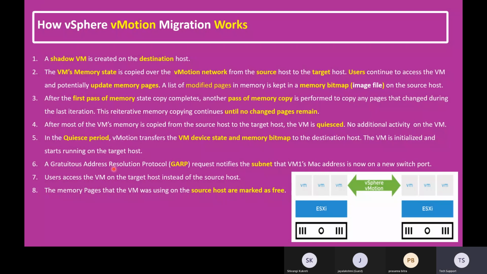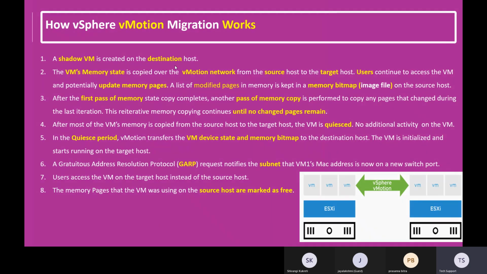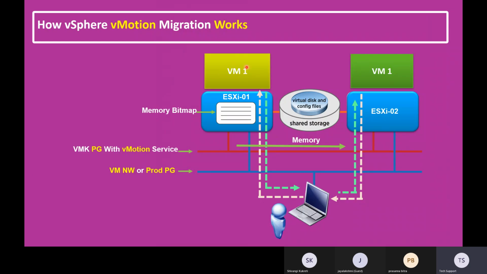Let's try to understand all these points. These points are important. Most of the interviews will ask how vSphere vMotion migration works, so at that time you can try to explain all these 8 points. The first point is a shadow VM is created on the destination host. Shadow VM created means, if you see in our previous diagram, we have VM1 and a shadow VM is created. That is the point.